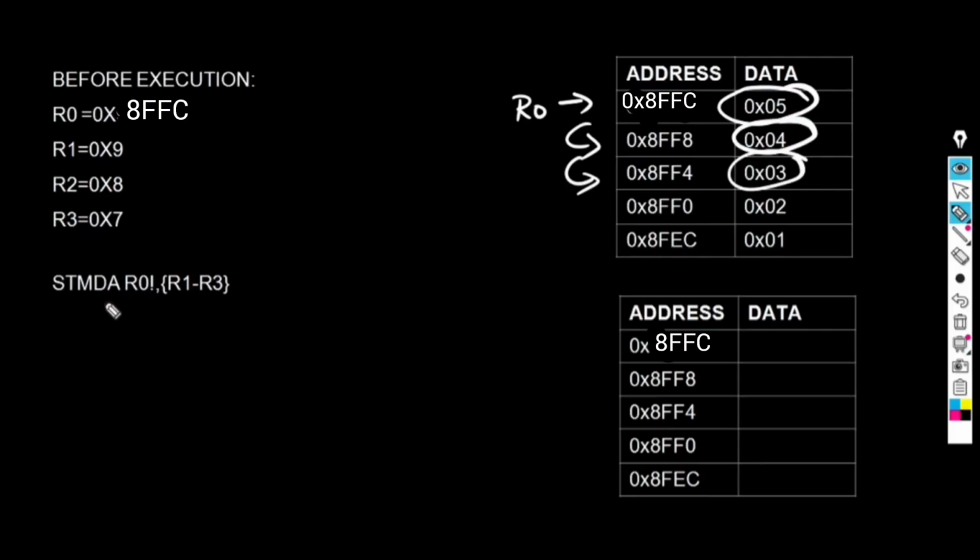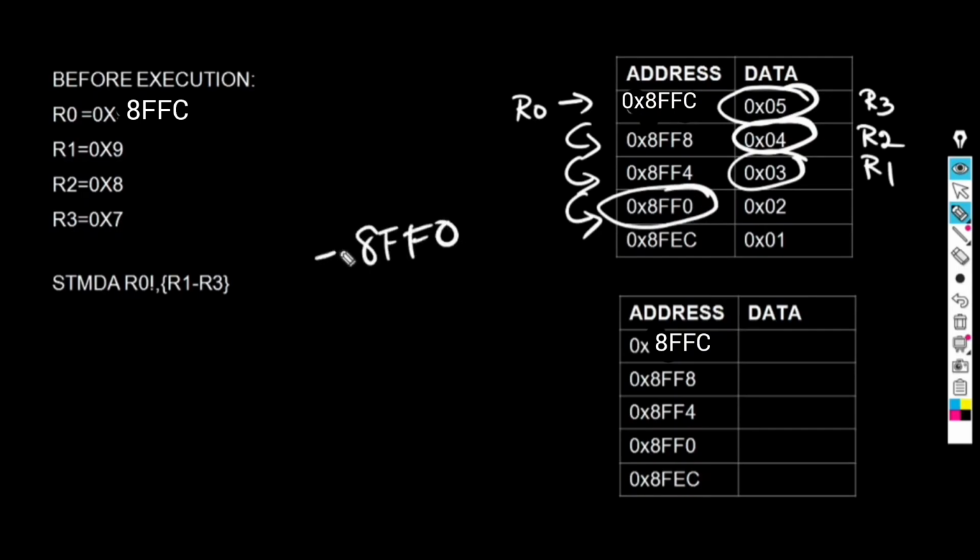But one more thing we should focus mainly here is, this is the higher memory location, so we will not be storing R1 content here. Instead, this will be filled with R3, this will be filled with R2 content, and this will be filled with R1 content. That is one main difference you will notice. One more thing you will notice here is what happens to R0, because it's decrement after, this will be the final address updated in R0. So let's see what happens here properly.